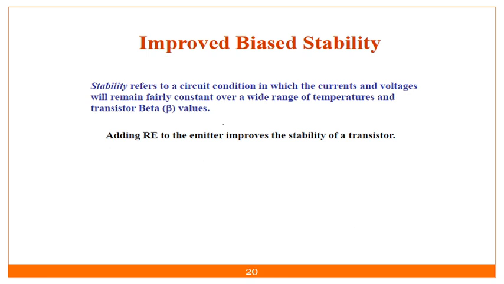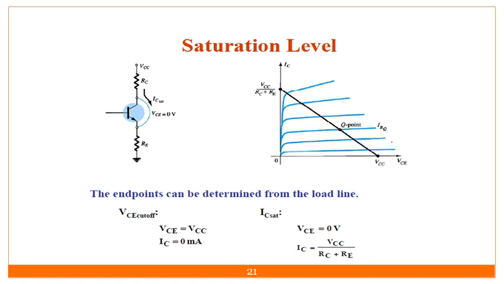So again, this improves the bias technique. By adding more resistance, that is the RE, your transistor will be more stable. Okay, more stable, depending on the formulas.